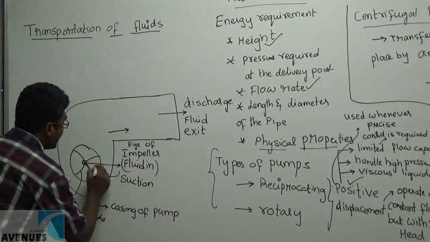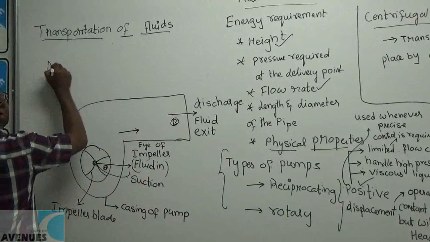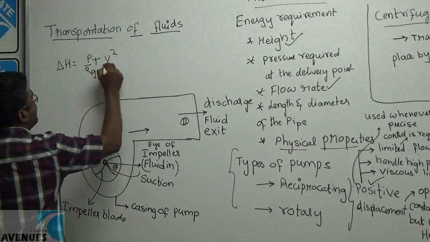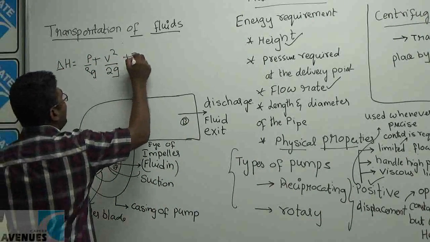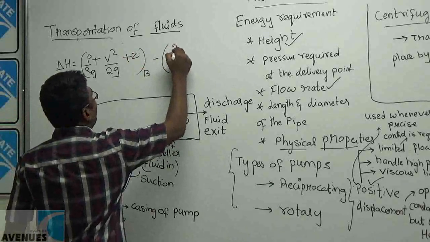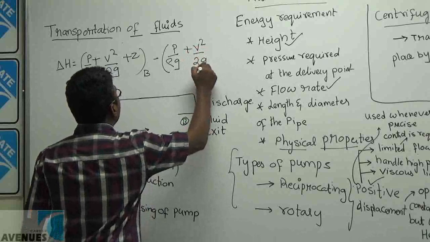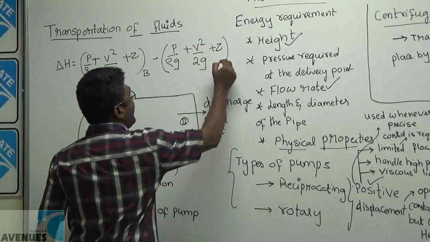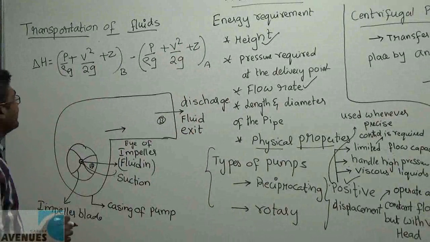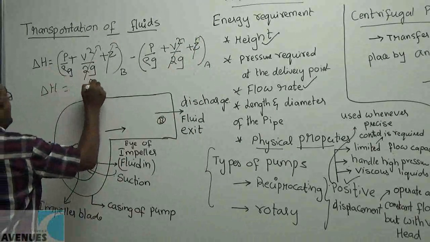Let's take two locations, one is A and the other is B. The difference between the heads between these locations we can estimate by using Bernoulli's equation: P by rho g plus V square by 2g plus Z at point B, minus P by rho g plus V square by 2g plus the elevation at A. So, neglecting the kinetic energy and potential energy, the difference will give you the pressure drop.